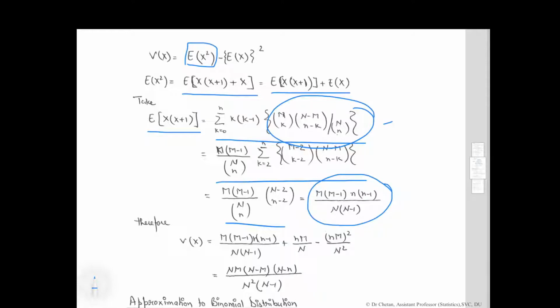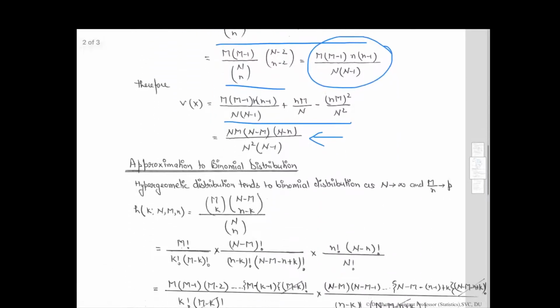Therefore, the variance is equal to the expected value of X square minus the expected value of X whole square, which is equal to this quantity. After solving, we will get this, which is the variance of the hypergeometric distribution.